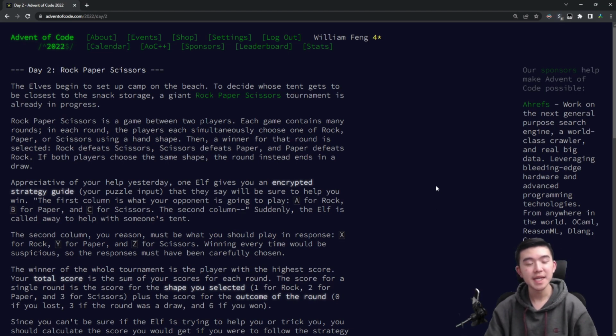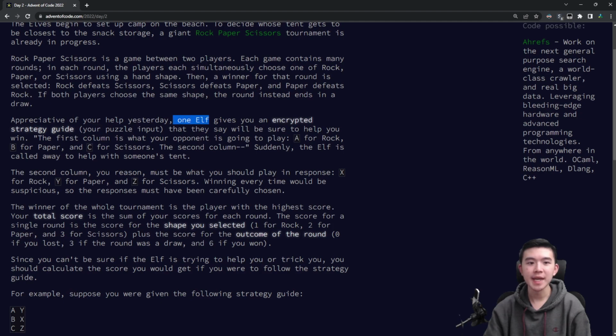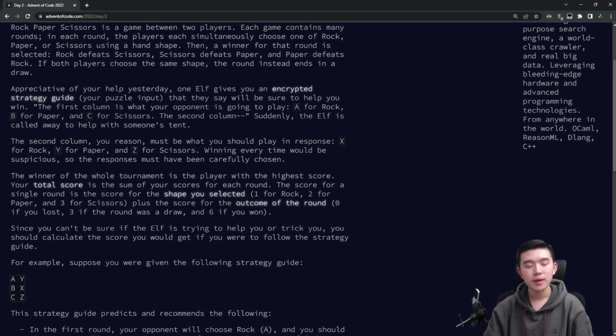Alright, so day two is rock, paper, scissors. Let's walk through the puzzle. Basically, what we have is an encrypted strategy guide, which is our input, that the elves say is going to help us win. There are two columns in this strategy guide. The first contains A's, B's, and C's. So A is for rock, B is for paper, and C is for scissors.